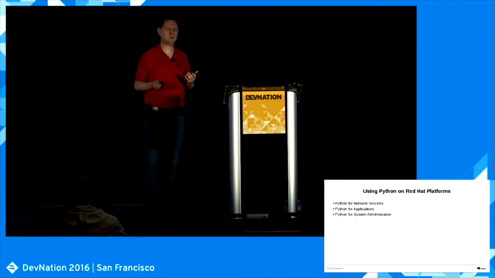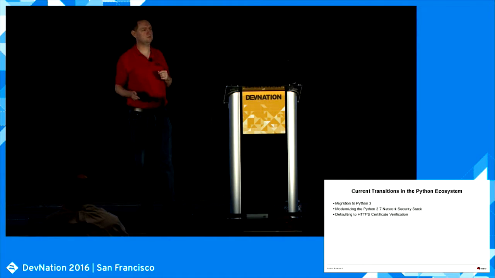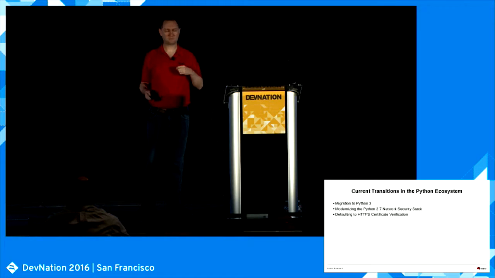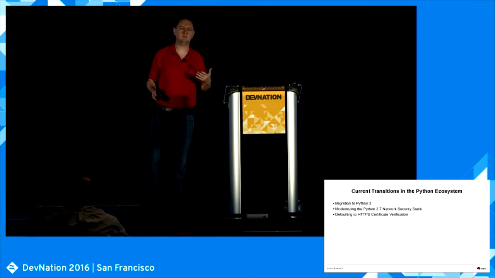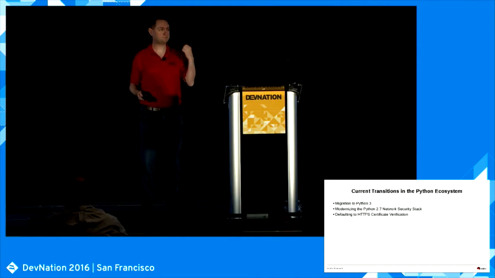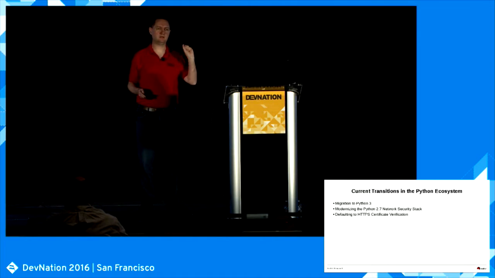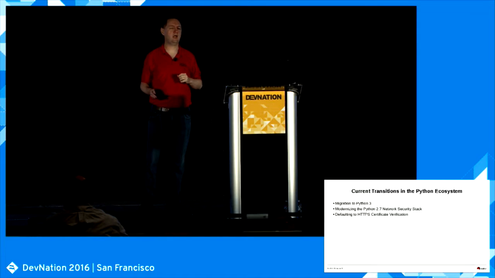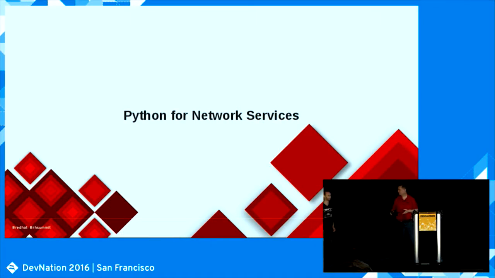Then at the end, we're going to look at some significant transitions that are currently going on in the Python ecosystem. So the ongoing migration from Python 2 to Python 3 being a big one. Some changes that have been happening when it comes to modernizing the Python 2.7 network security stack. And then also some changes that were made upstream in the standard python.org releases around how HTTPS certificates are handled. However, to start, we're going to be looking at Python for network services, and I'll hand over to Graham for that. Thanks, Nick.